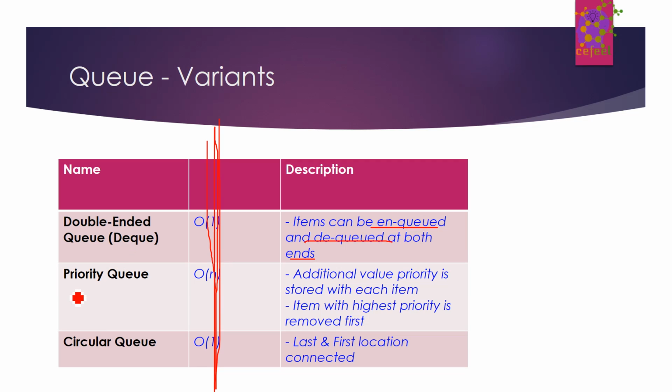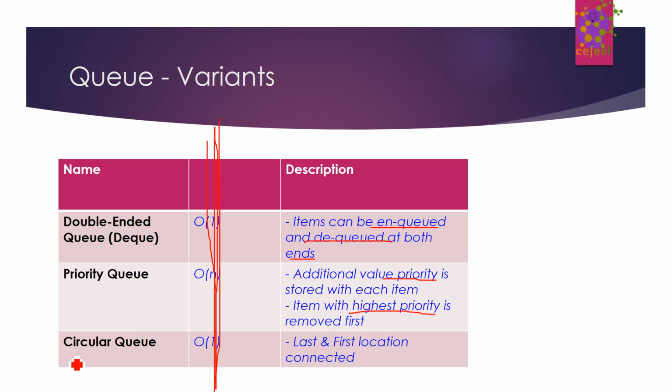The next is the priority queue, which is a normal queue, but there is an additional value attached to each item, which is the priority. When items are removed, we remove the highest priority item from the queue, regardless of whether it's at the head or not. So we just check the highest priority item and remove it, and then make adjustments.